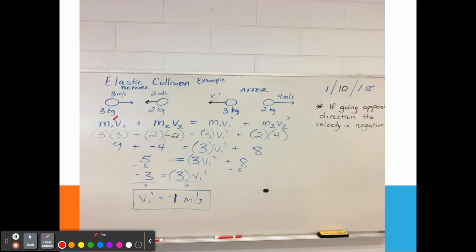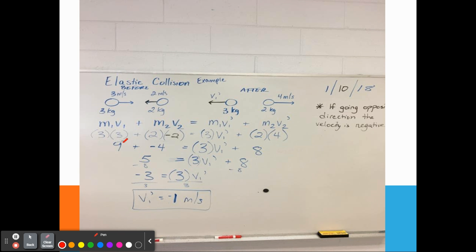You are just dropping the values down. M1 was 3, so I put 3. V1 was 3. Bring down the plus sign. The mass of the second one happened to be 2 here. Since it's going left, you see the arrow going left, we would say that this is a negative 2. Drop down the equal sign. The mass of the first one didn't change, so it's still 3. We don't know V1 prime, so this is what we're going to wind up looking for. And we have our other values here, 2 and 4.